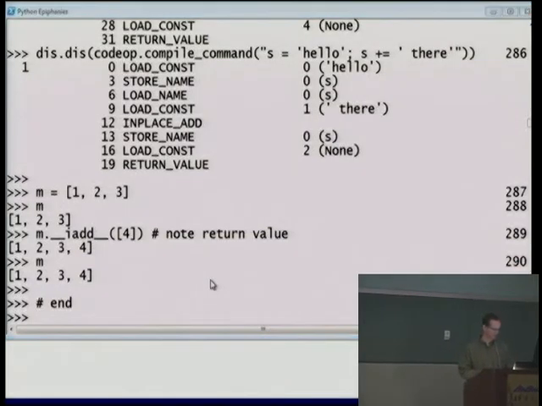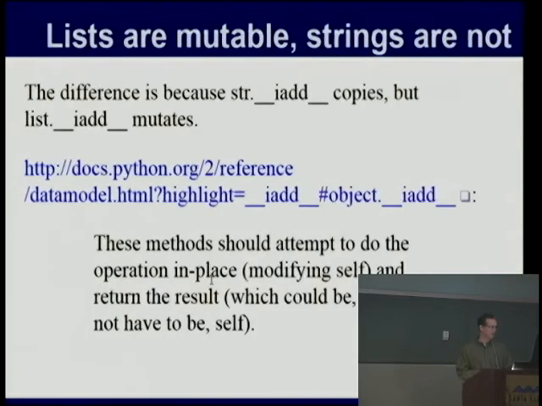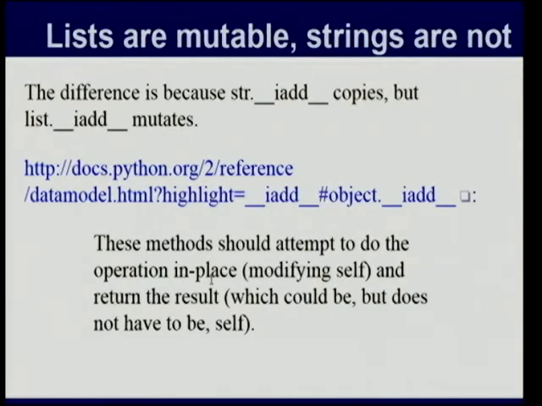I think I have this one on a slide. Same as on your handout, right? So the difference is because str's iadd method, the in-place add, copies, but the list type mutates it. And if you go look at the reference, it's very clear. These methods should attempt to do the operation in place, modifying self, and return the result, which could be, but does not have to be self, right?